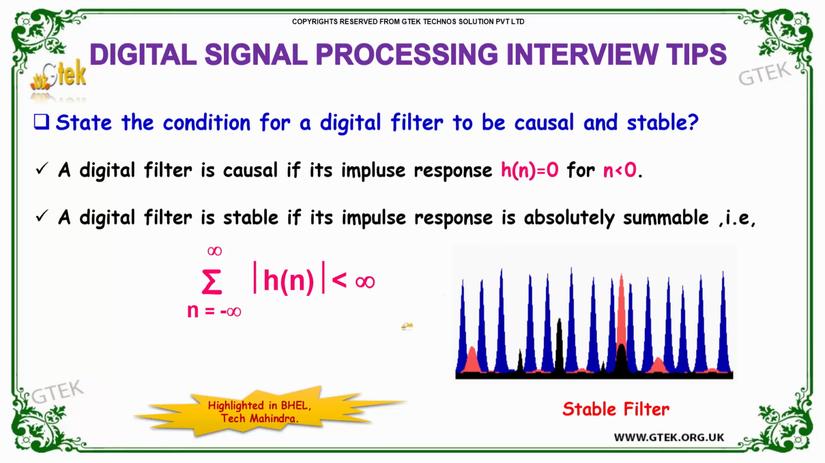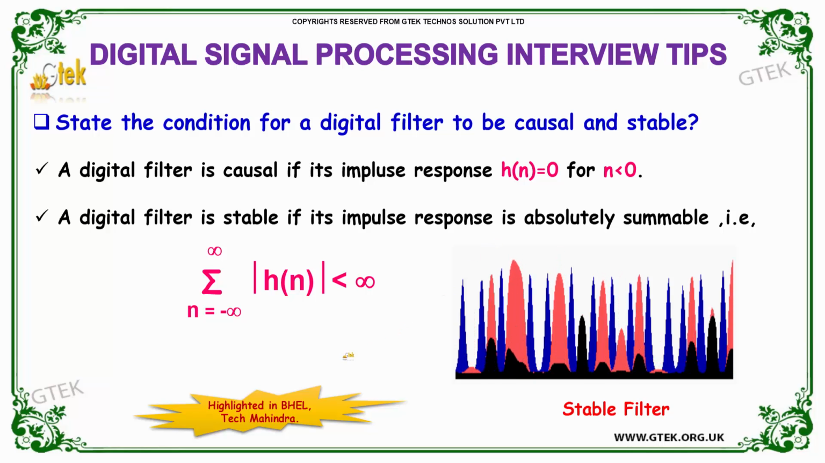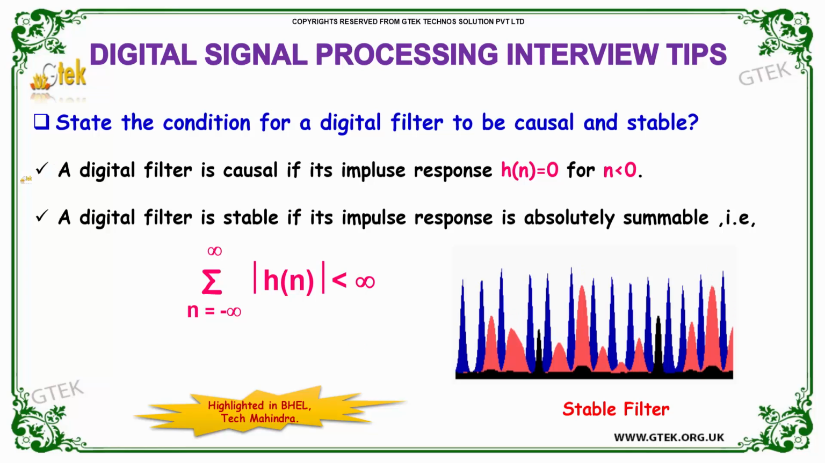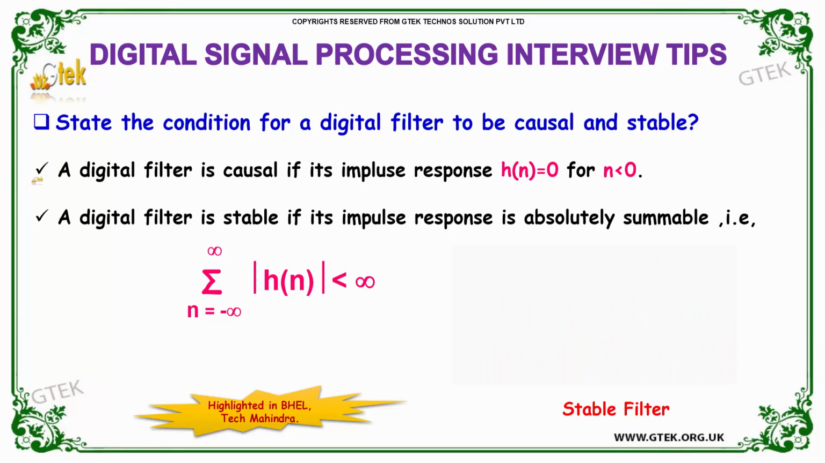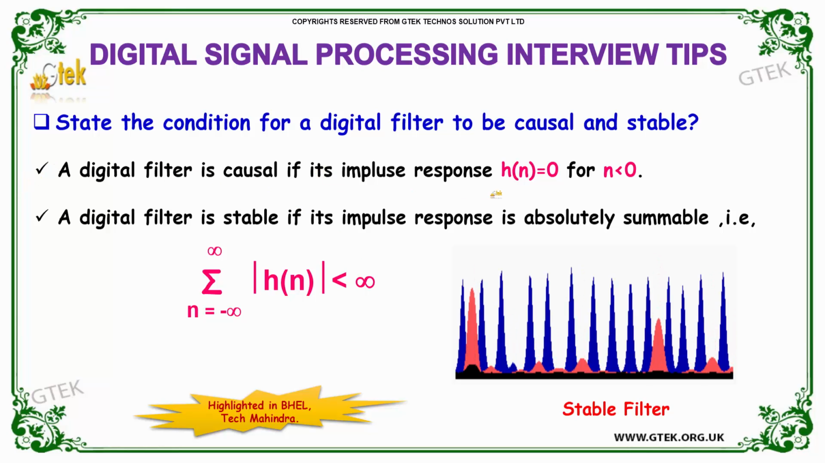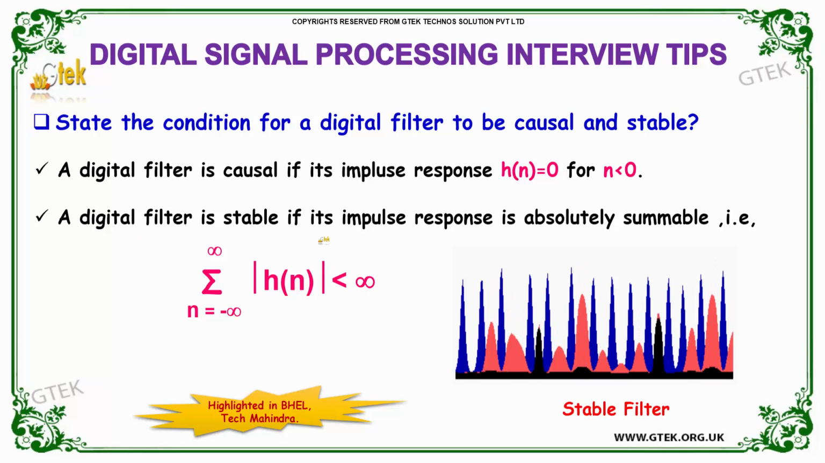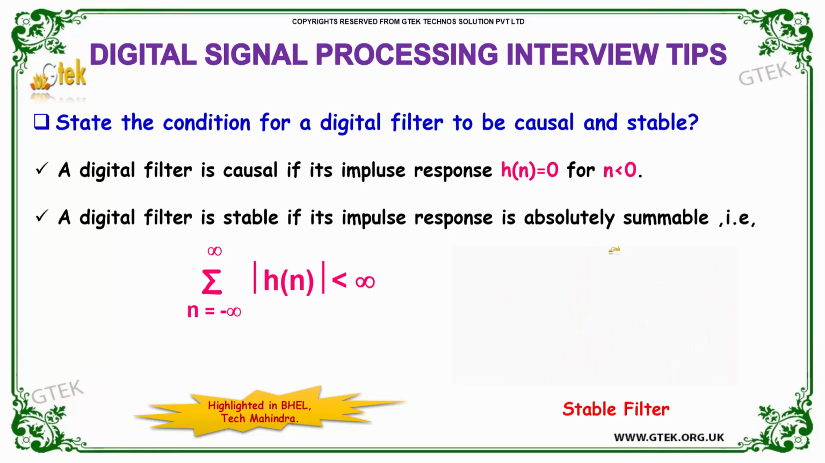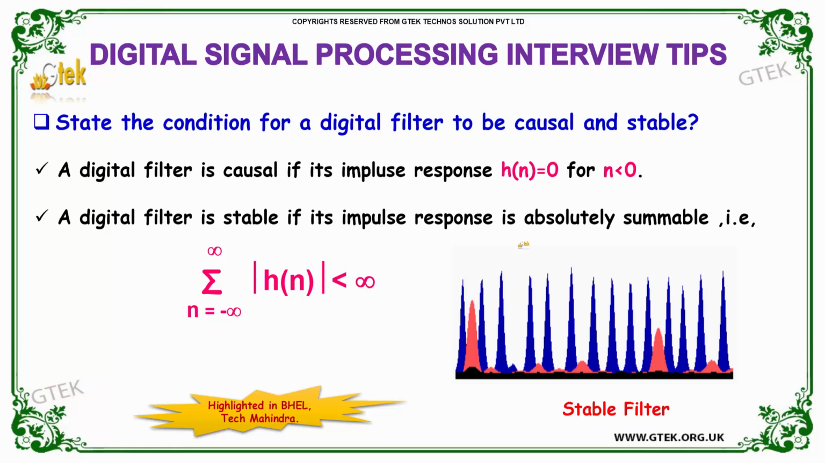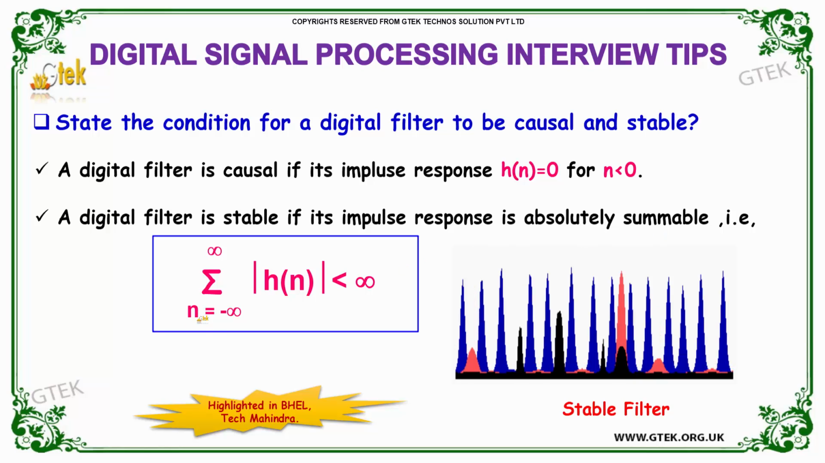Here we go with the next question. State the condition for a digital filter to be causal and stable. A digital filter is causal if its impulse response h of n equal to 0 for n lesser than 0. A digital filter is stable if its impulse response is absolutely summable, that is, summation n equal to minus infinity to plus infinity, magnitude h of n is lesser than infinity.